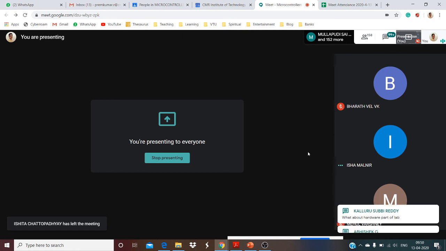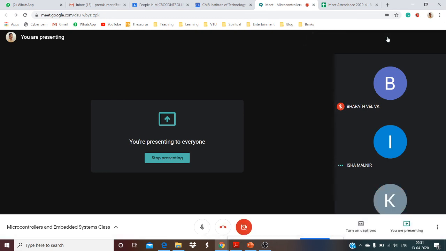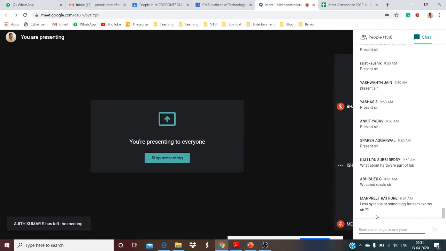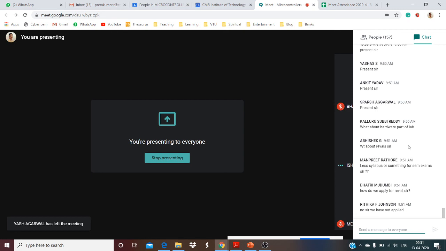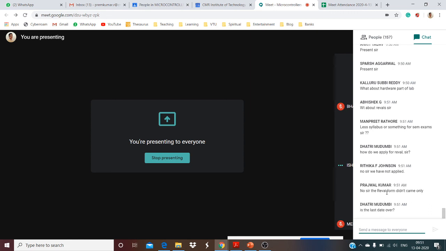The hardware part of the lab, I think everyone suffers the same problem, right? What about revals? I thought you guys had applied for revals already. Less syllabus, huh? No, I don't think that's happening. The hardware part of the lab, right now we can't work on that, so we'll just have to raise our concern. Oh, reval did not come, is it? Okay, let me get back on the reval part. I'll check on it and get back.